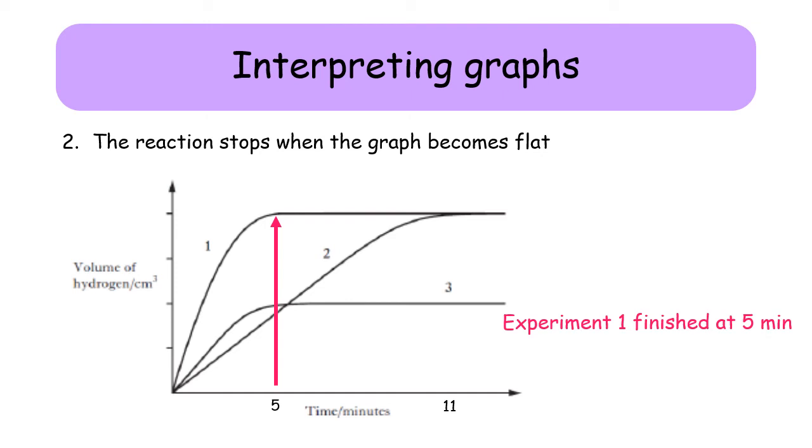Now if we look at experiment 2, draw an arrow to when the graph first becomes flat, which is about here, it means experiment 2 finished, if we look down at the time, at 11 minutes. So we can compare when reactions finish as another way. The quicker it takes for a reaction to stop or finish, the faster the reaction is. So again, we know that experiment 1 is a lot faster than experiment 2.